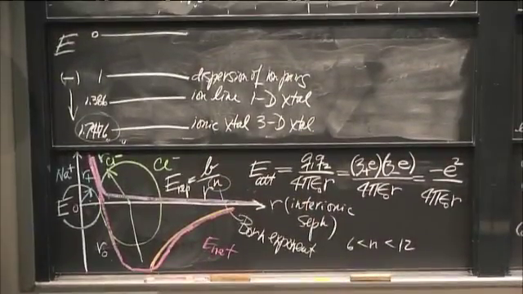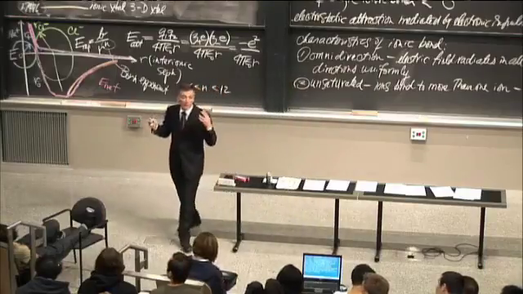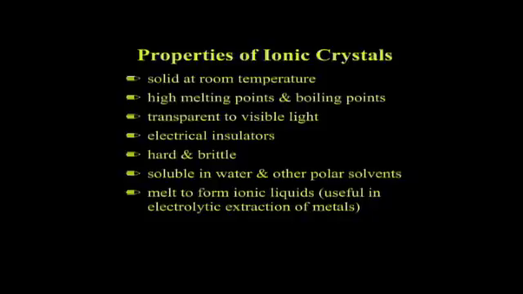So now let's take a look at what the properties are of these things. They're solid at room temperature because we've got strong bonds. High melting points. Bonding is related to melting point. Melting point is dictated by bonding because now you're comparing thermal energy versus the cohesive energy of the crystal. So tightly bonded substances melt at high temperatures. Weakly bonded substances melt at low temperatures.